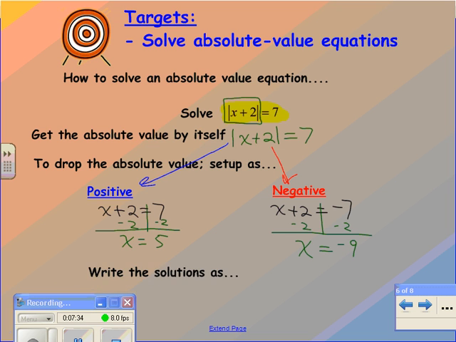So again, to write my solutions, I'm going to write those as x is equal to 5 or -9. So if I plug in either one of those two things for x, 5 or -9, that would give me 7 as a solution.